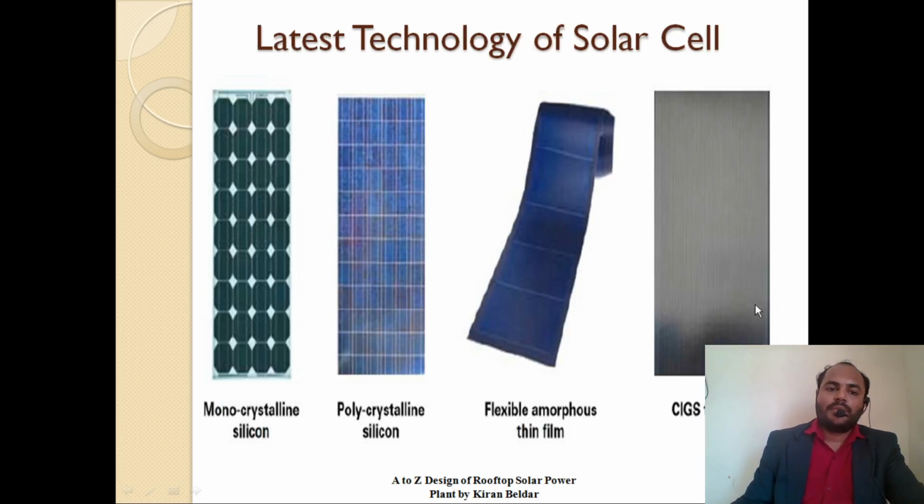Latest technology of solar cell. The first type is a monocrystalline silicon cell. Second is polycrystalline silicon cell. Next is amorphous, flexible amorphous thin film, and last is CIGS thin film.